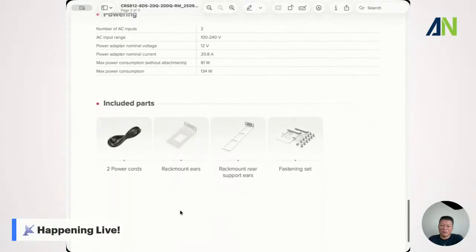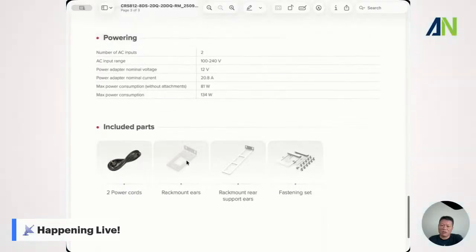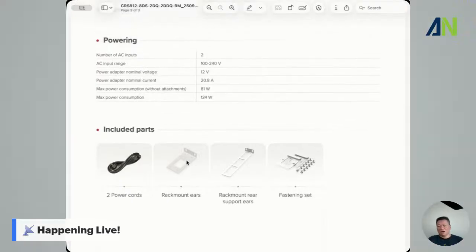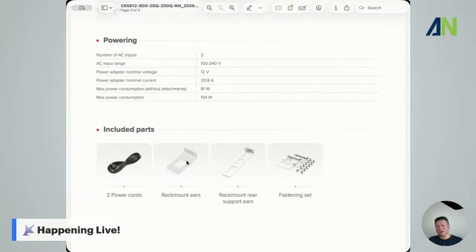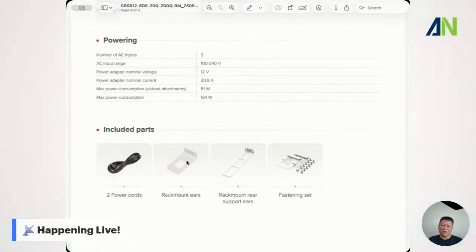It also comes with the rackmount ears and support ears, the fastening set, and also the power cord. So for the Singapore market, we supply the UK 3-pin plug. And for other markets, when you're ordering from us, you could tell us which kind of plug you want, whether it's US 2 flat pin or the EU 2 round pin. So we could supply those by shipping.